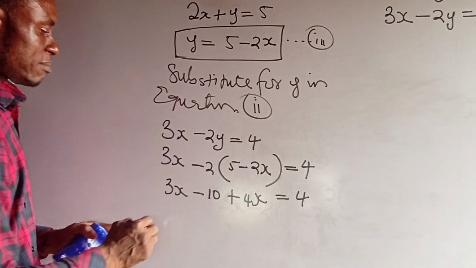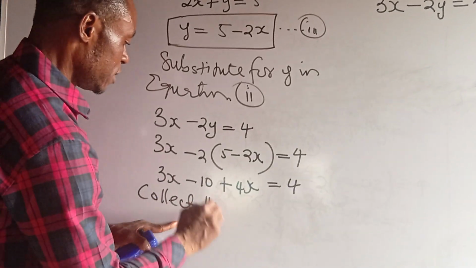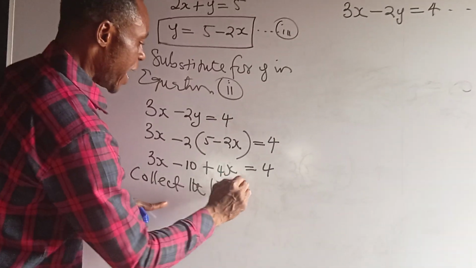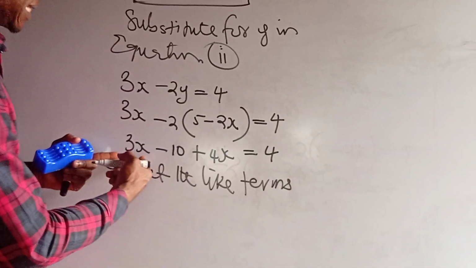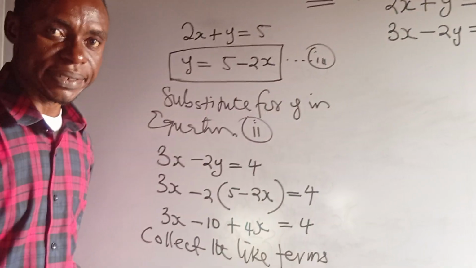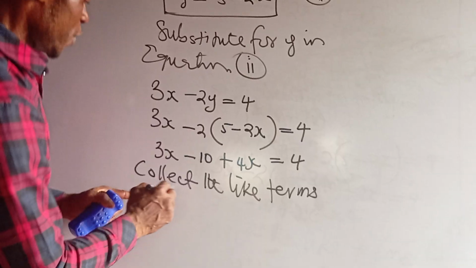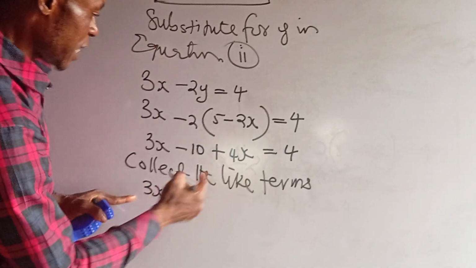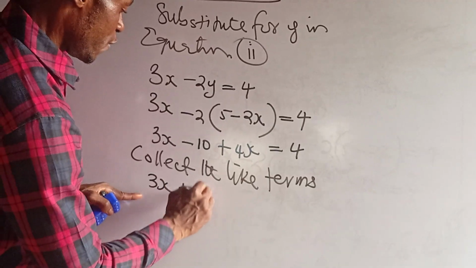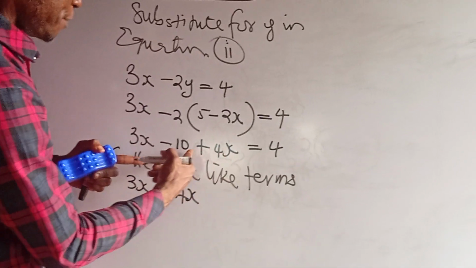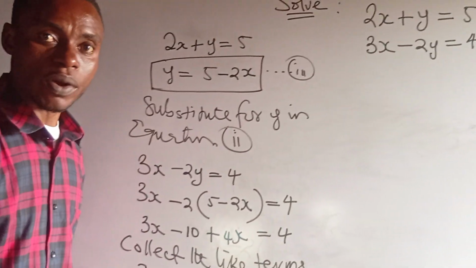Now collect the like terms. Where are the like terms? The like terms are those that resemble each other. They look alike. We have 3x here, we have 4x. Collect them together. We now have 3x, and this is plus 4x. This thing remains plus because none of them has crossed over the equality sign. That's why they remain how they are.